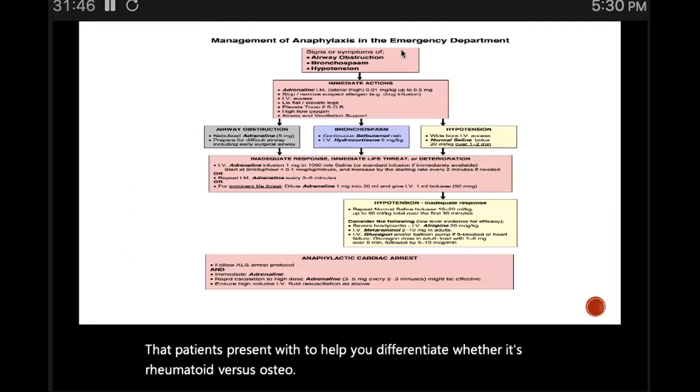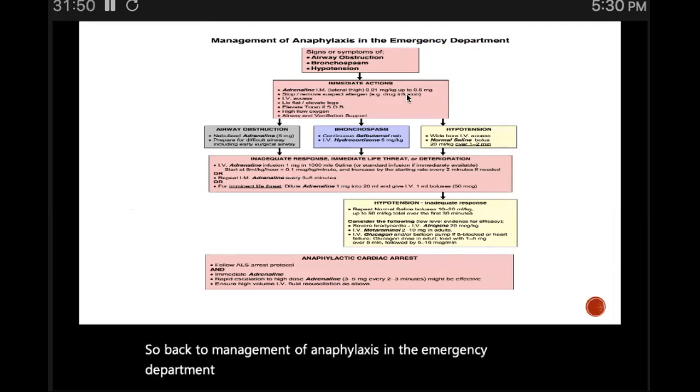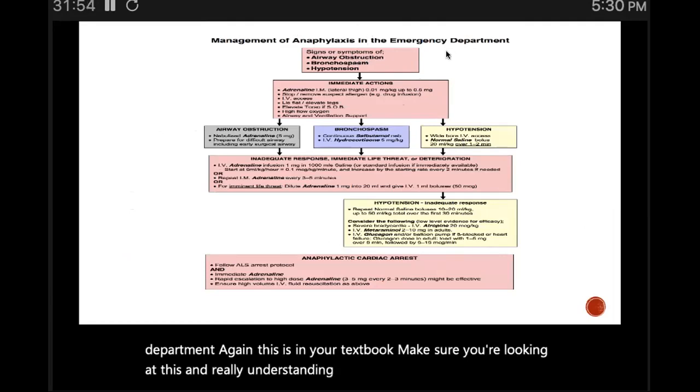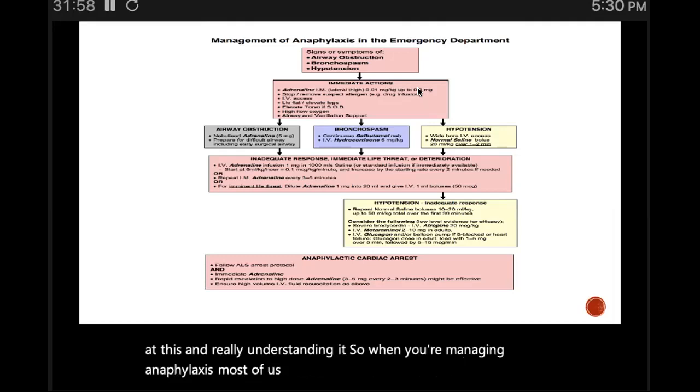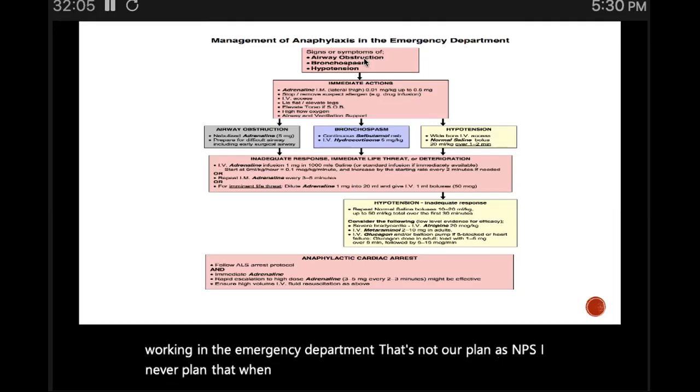Okay, so back to management of anaphylaxis in the emergency department. Again, this is in your textbook. Make sure you're looking at this and really understanding it. So when you're managing anaphylaxis, a lot of us are not going to be working in the emergency department. That's not our plan as NPs. I never planned that when I was in school. That's never something I wanted to do.